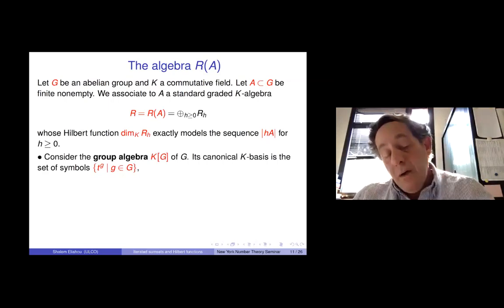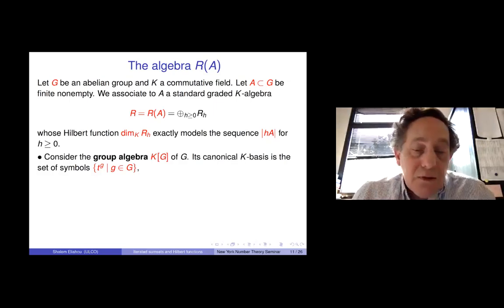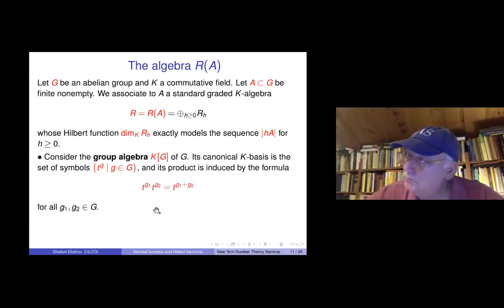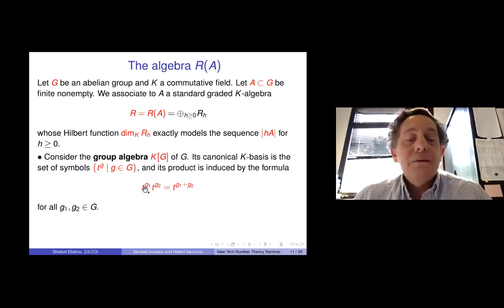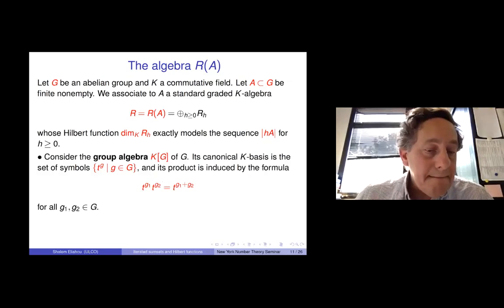And what's the product in this algebra? Well, it's a vector space, so you know the sum, but what's the product? It's simply induced by the product of these two symbols. T to the power G1 times T to the power G2 is just T to the power G1 plus G2 in your group. That's it. So this completely describes the group algebra. It's a vector space over K, and the product is defined this way.